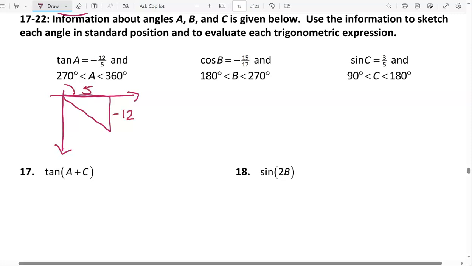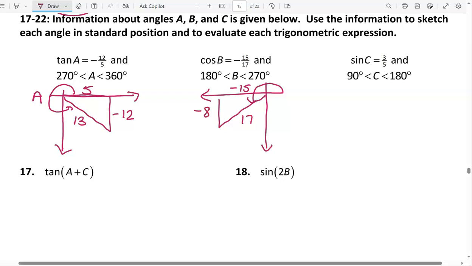So the opposite over adjacent will be negative 12 over 5. That gives us a hypotenuse of 13. And then for angle B, that's an angle between 180 and 270, so that will be a quadrant 3 angle. And the cosine of angle B is equal to negative 15 over 17. So that's adjacent over hypotenuse. That gives us an opposite side of negative 8.